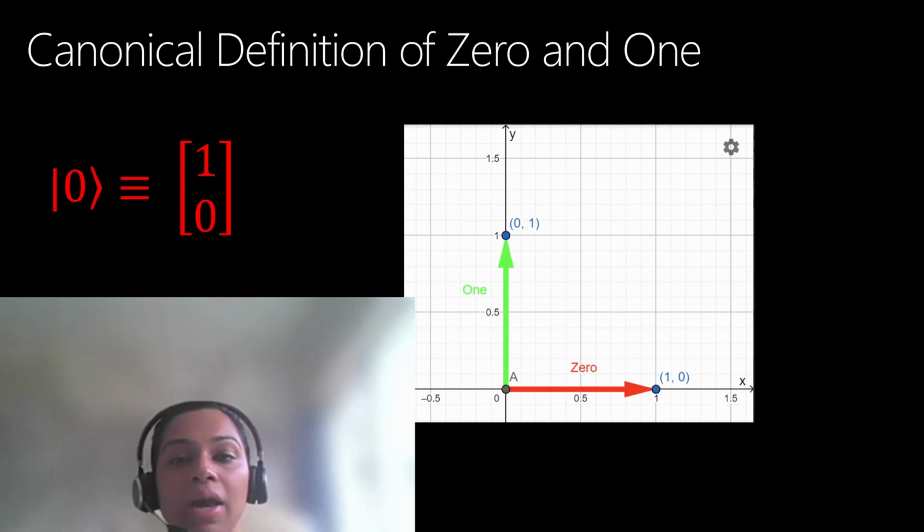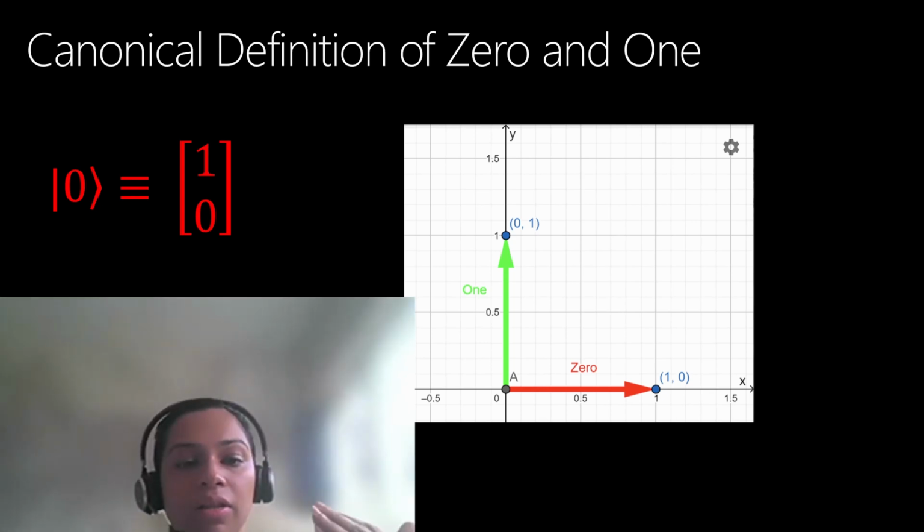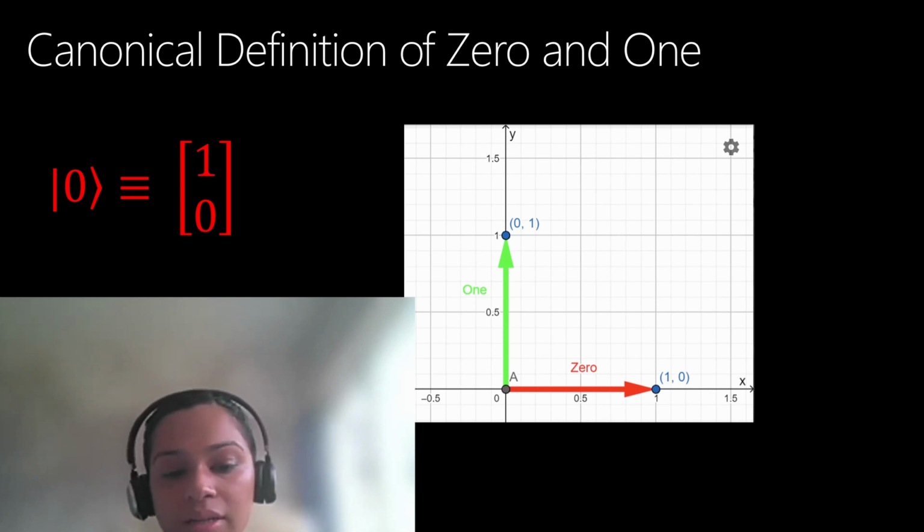The canonical definition of the states within quantum computing is the 0 and 1 state, and these are called kets, basically. So that notation that you see is a ket, and the matrix notation is (1 0) and (0 1), basically.